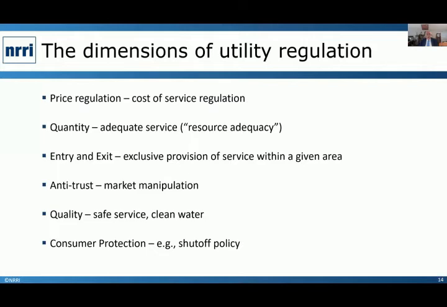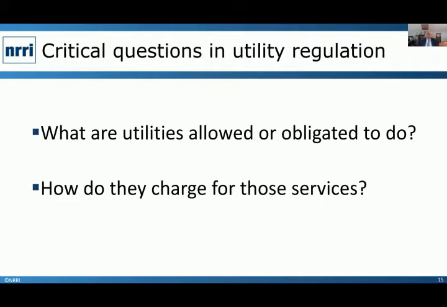There are some critical questions of utility regulation, and I'm going to spend some time giving the background behind those questions, which is, what are utilities allowed or obligated to do? That's the first question. And the second question is, how do they charge for those services?